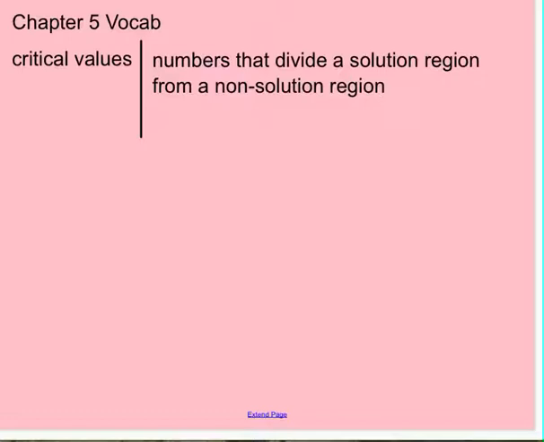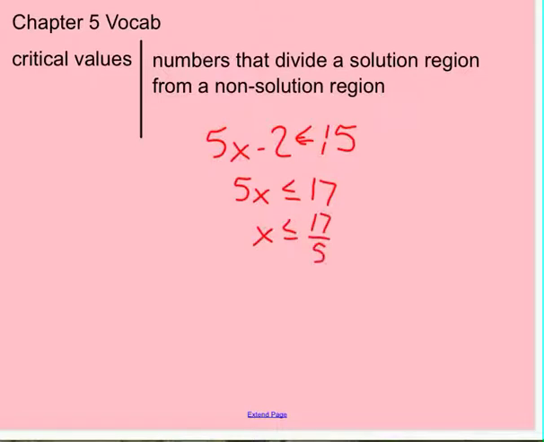So thinking about a regular inequality, if we had 5x minus 2 less than or equal to 15, and we solve this, when we graph that on the number line, the 17/5 is our critical value because it would be a solid circle because it's a less than or equal to, and we would shade to the left because it's less than. So the value of 17/5 divides our number line from the solution to a non-solution. Now with a quadratic inequality, we're going to have more than one critical value, and we'll see how that works.